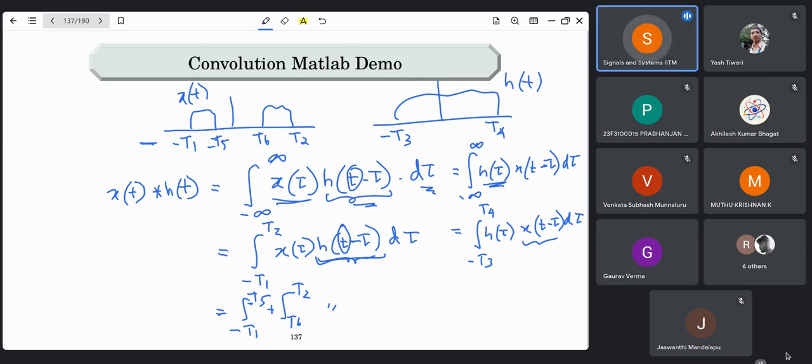Now, convolution is a little more general because there can be cases where Fourier transform and Laplace transform do not exist. Those are very, very rare cases, but there are certain cases where both of these transforms do not exist. In that case, the only solution that we have is to convolve.